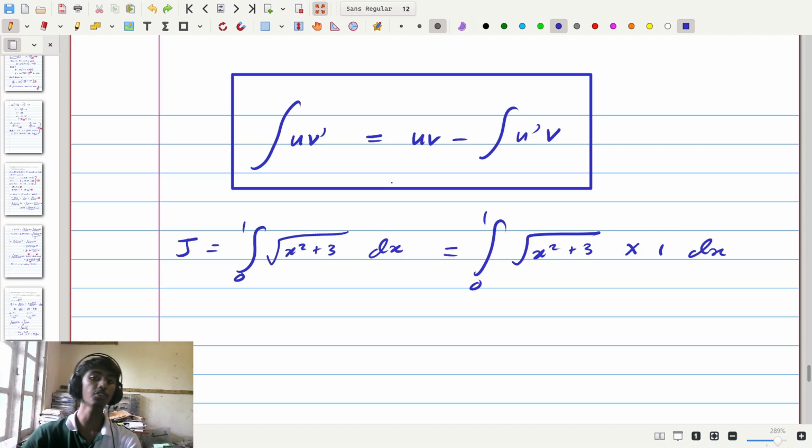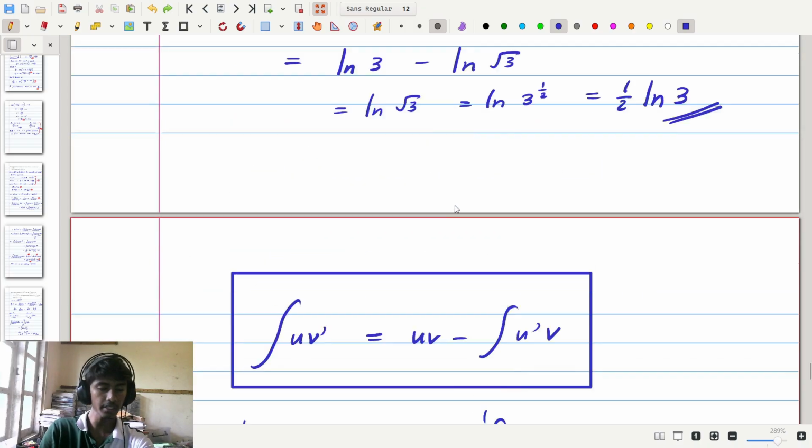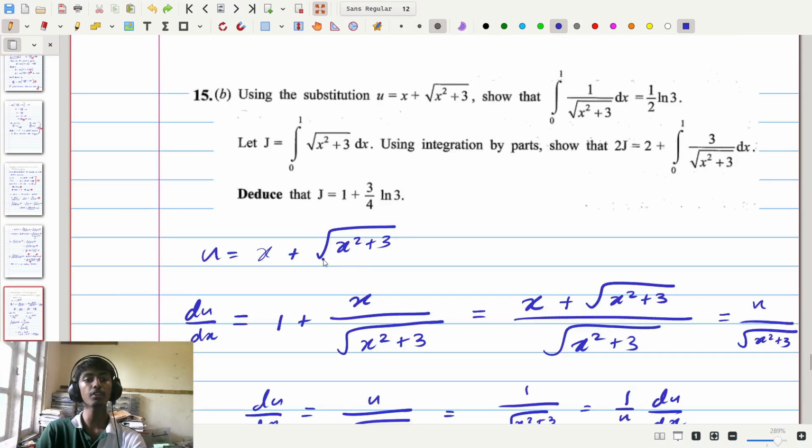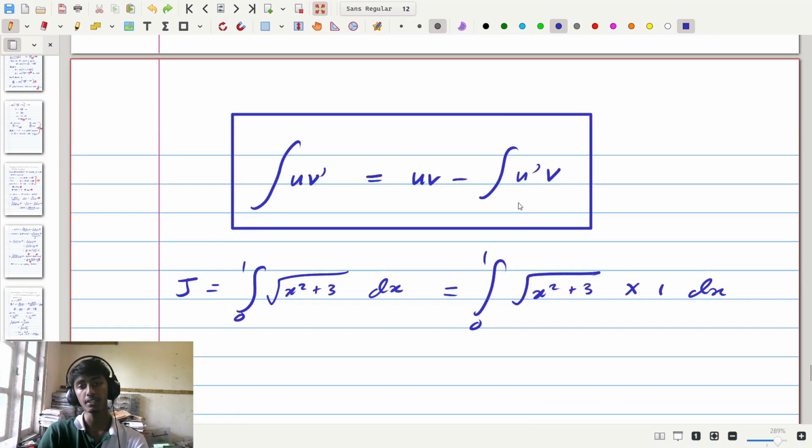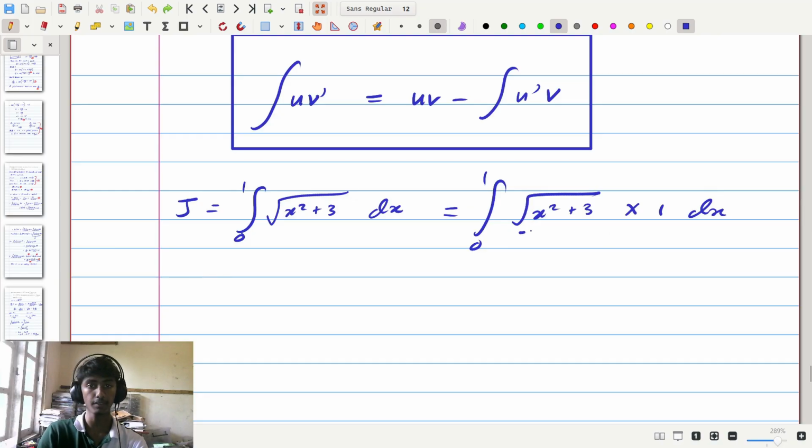In this particular case, what we need to do is to take u as being the function that's easy to differentiate since we have to find its derivative, and we have to take v prime as being the function that's easy to integrate since we need to find v. So in this case, we already found the derivative of the square root of x squared plus 3. It is equal to x divided by the square root of x squared plus 3. So due to that, out of these two functions that I have, the original function and the one that I've introduced here, I would like to take this as being u because I already know u prime.